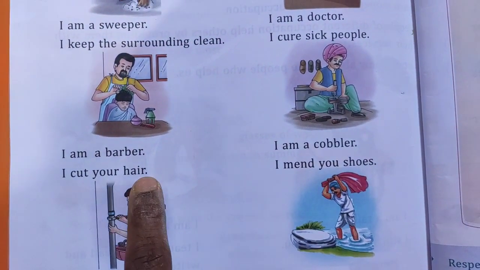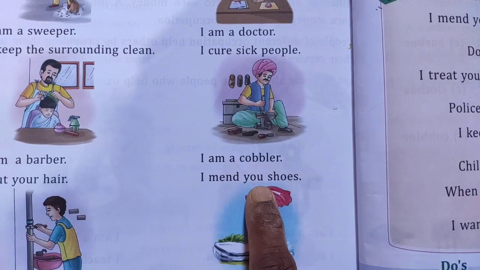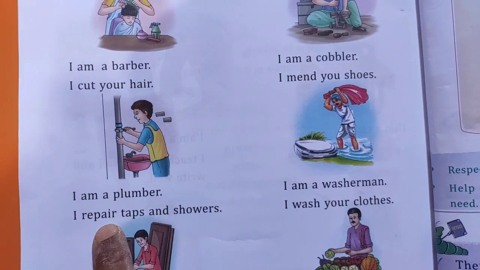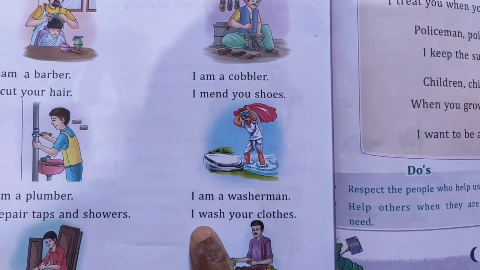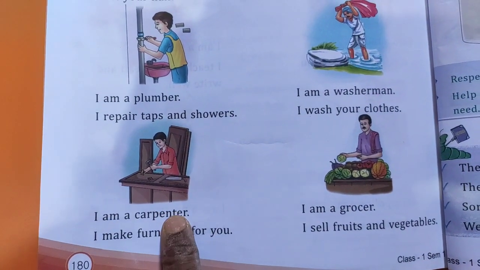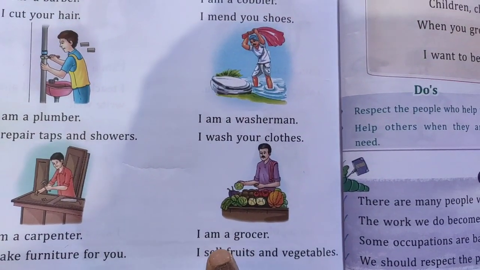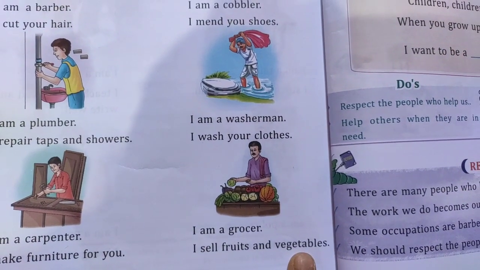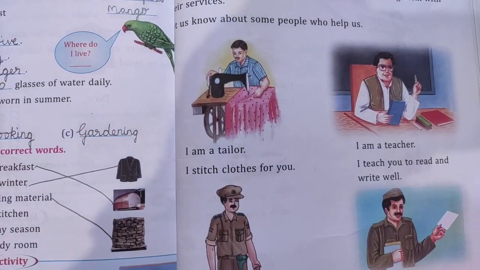I am a barber. I cut your hair. I am a cobbler. I mend your shoes. I am a plumber. I repair taps and showers. I am a washerman. I wash your clothes. I am a carpenter. I make furniture for you. I am a grocer. I sell fruits and vegetables. You can find the pictures also here, children. These are some of the helpers.